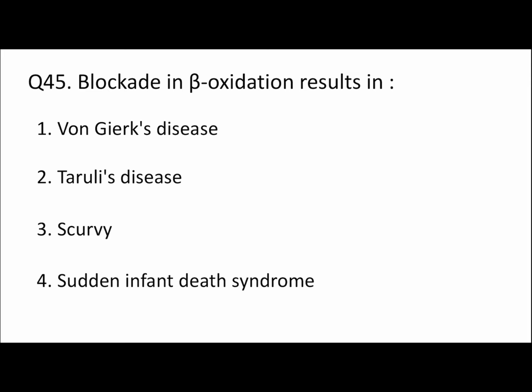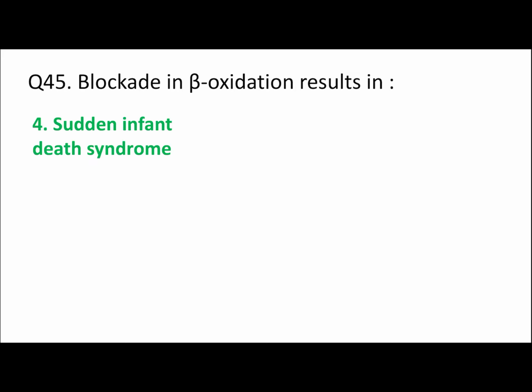Here the right answer is sudden infant death syndrome, because in sudden infant death syndrome the child, which is the infant, cannot metabolize the long chain fatty acid or medium chain fatty acid. They have some problem internally, a genetic problem. Due to that genetic problem they cannot metabolize that fatty acid, they cannot oxidize the fatty acids. Okay, it will result in sudden infant death syndrome.